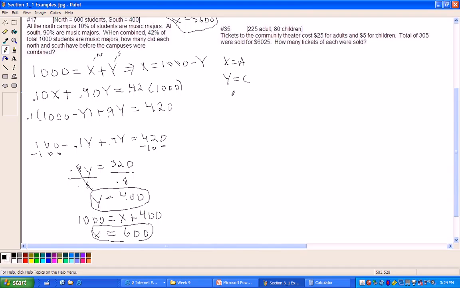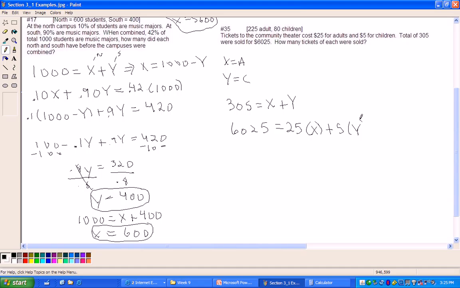So we know that 305 total tickets sold is equal to the number of adults, which is X, plus the number of children, which is Y. The next thing we know is that the total amount of money made, $6,025, is equal to the cost of $25 per ticket times each adult ticket, which is X, plus $5 for each child ticket, which is Y.